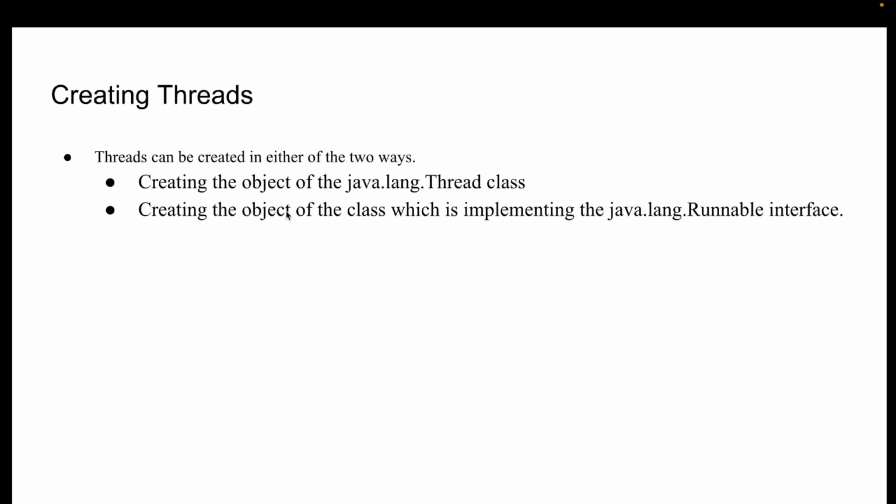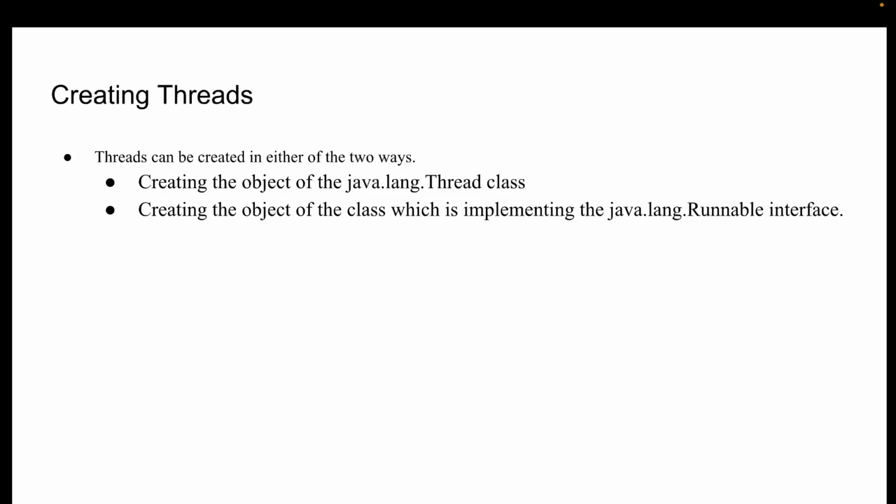And the other way is creating the object of a class which is implementing the Runnable interface. The Runnable interface also has the same method which the Thread class has. So either way you can create threads: you can implement the Runnable interface or extend the Thread class. You know that interfaces basically have the prototype or signature of your methods. So that particular method is available in the Runnable interface as well, and this is also in the java.lang package.